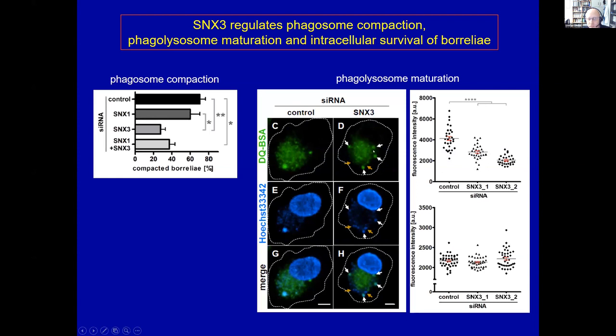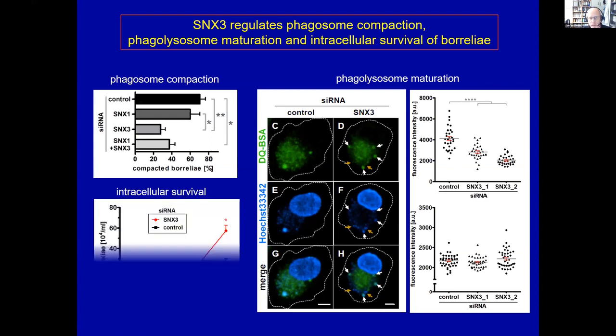We looked at the phagosomes that are positive for Borrelia DNA, that are also positive for a fluorescent dequenched signal, that means proteolytic compartment. And you see if you knock down SNCS3 by 2 individual siRNAs, you get specifically in these Borrelia containing phagosomes, but not overall in the cell, a reduction by about 50 to 60% of proteolytic capacity. So that means SNCS3 is really important also to degrade intracellularly the Borrelia.